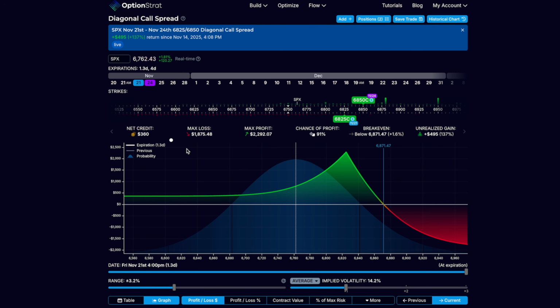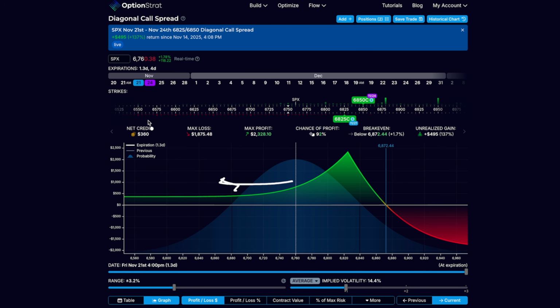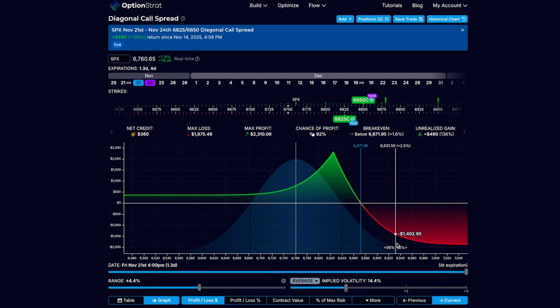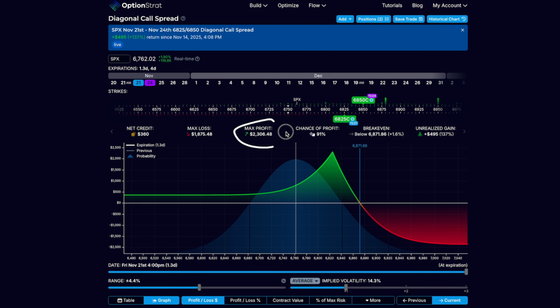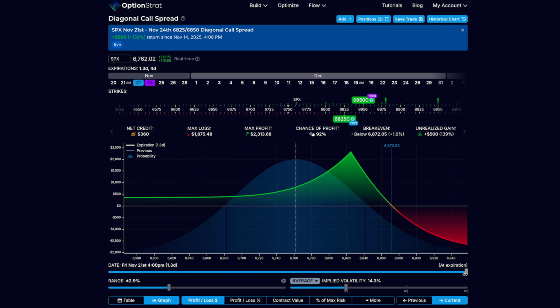You can see the reason I have no risk to the downside, first and foremost, is because I received a credit when I opened the trade. This is how much margin requirement is being used, which is also my max loss. If the market was to go up 3% or so, that's what it would take for me to be in a max loss type of scenario. The max profit is this right here. That is at expiration. So this might be an easier graph for you to understand.